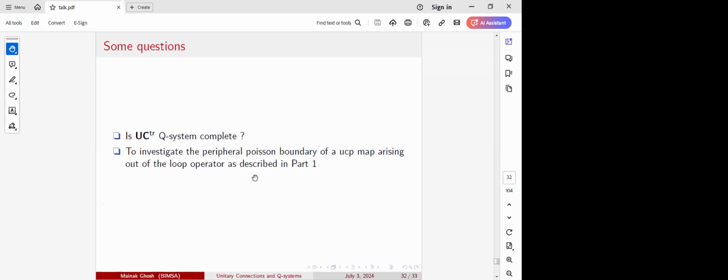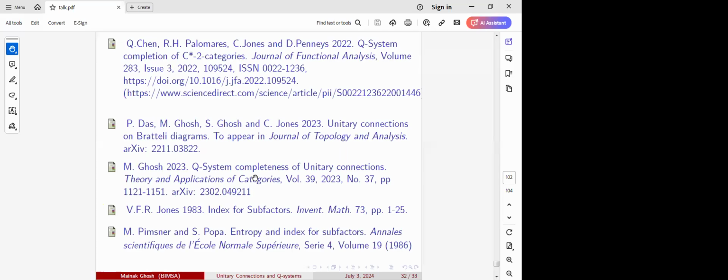Now, the loop operators that I described in part 1 give rise to certain UCP maps between certain von Neumann algebras. I won't go into the details today, so we can talk about that later. I plan to investigate the peripheral Poisson boundary of that UCP map coming from the loop operator. So I stop here, and here are the references.